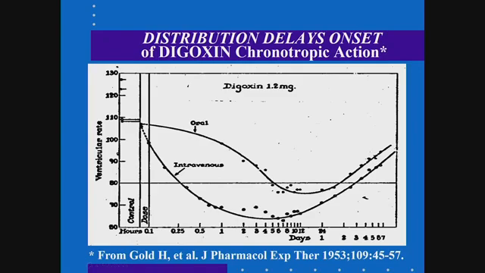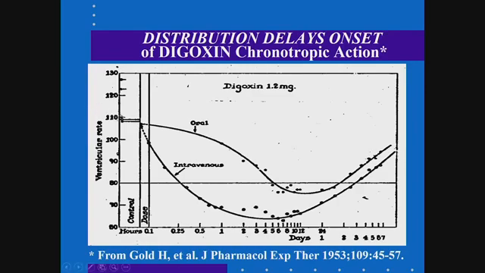We saw that distribution, in fact, was not instantaneous, and that has an impact on the action of the drug. In this case, the chronotropic action of digoxin, in that digoxin slows the heart rate. Here we're looking at ventricular rate in a group of patients with atrial fibrillation with rapid ventricular response, and we have both oral and intravenous administration. This is from the classic work of Harry Gold and his co-workers in the early 1950s.